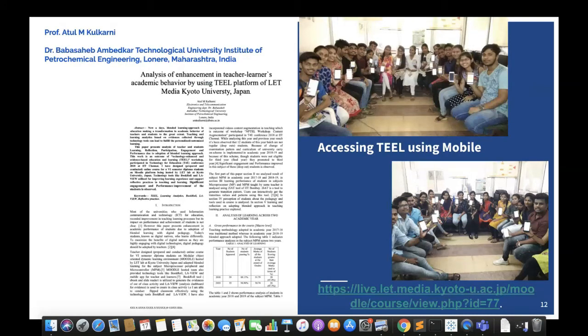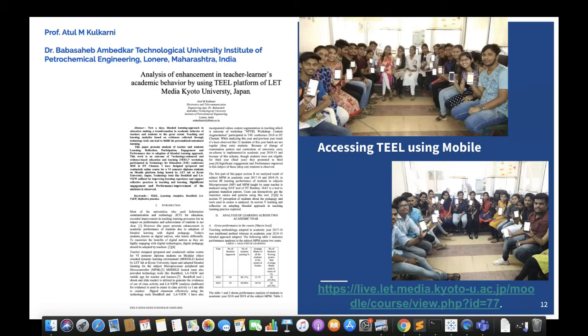Similarly, there was also Professor Atul Kulkarni, who had given this platform for his undergraduate engineering course, and then he looked at what the acceptance was and how the students used this platform while they were doing the regular semester based activity.